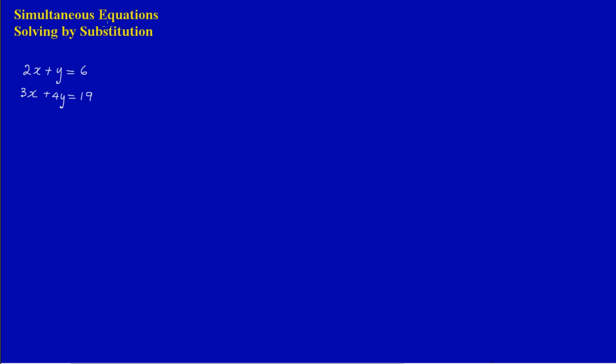Welcome to our lesson on simultaneous equations, and we're going to be looking at solving simultaneous equations by substitution. In these two equations we have 2x plus y is equal to 6 and 3x plus 4y is equal to 19. If you notice, we have two variables here, a variable in x and a variable in y. Hence we must have two equations to solve for our two variables, and we're going to solve them simultaneously.